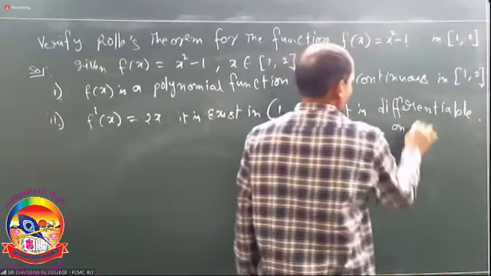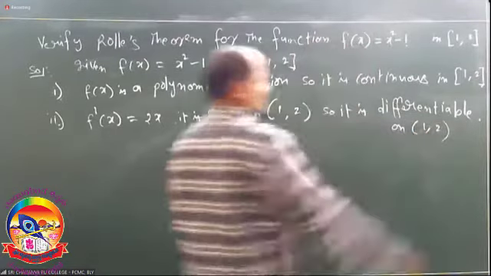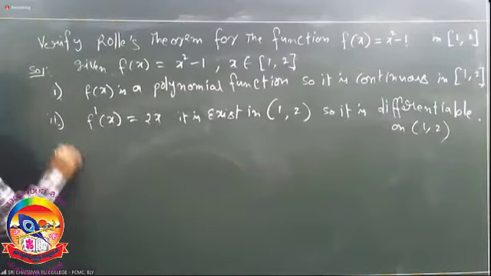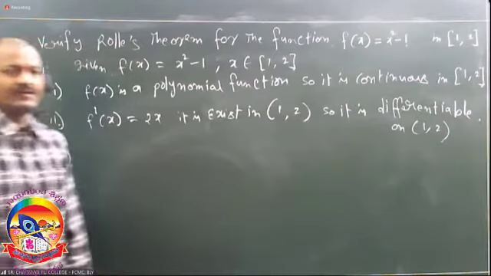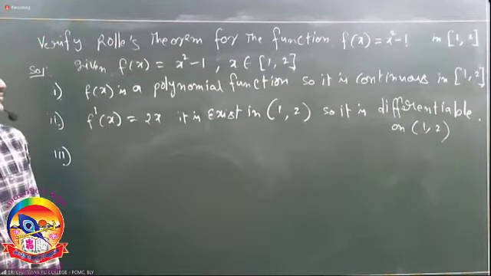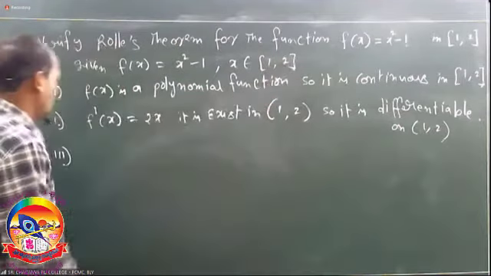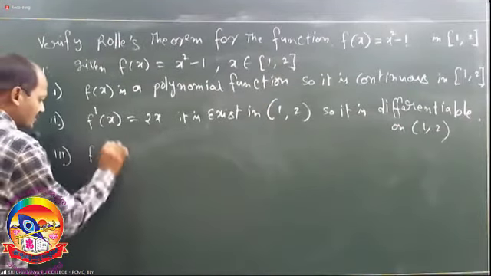Differentiable on (1, 2). Second condition also verified. Then what is the third condition? f of a is equal to f of b. What about a value? 1. B value, 2. Find f of 1.